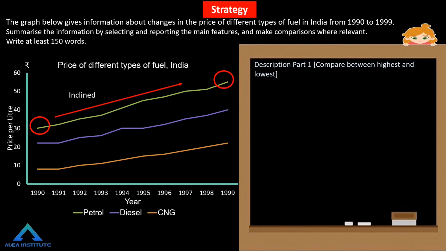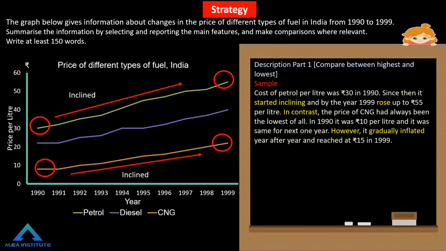And then if we look at the price of CNG, it was around 10 at the beginning. It also inclined and it ended with around 20. So on this basis, we can somehow write this. If we write the description part 1, it could be like this.